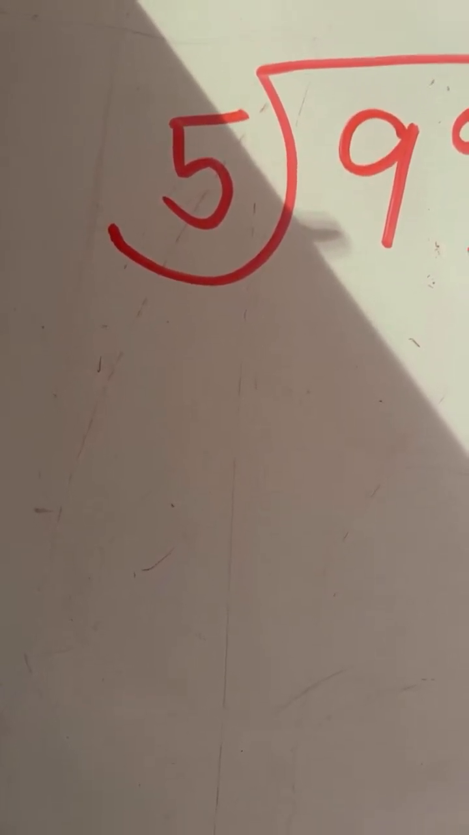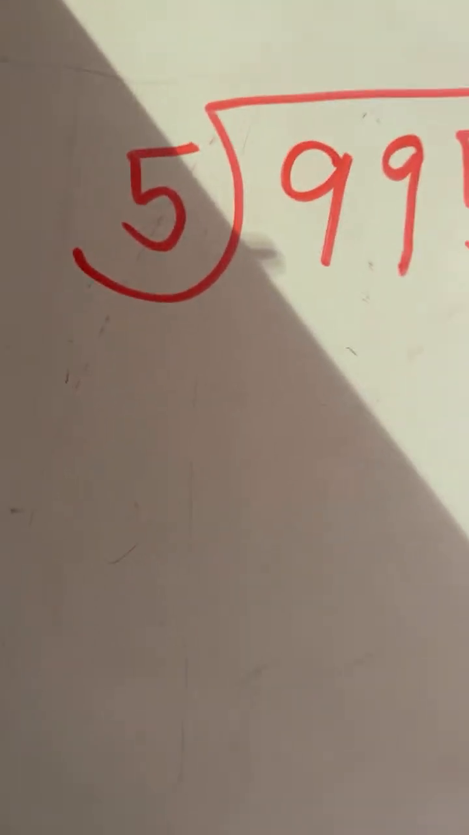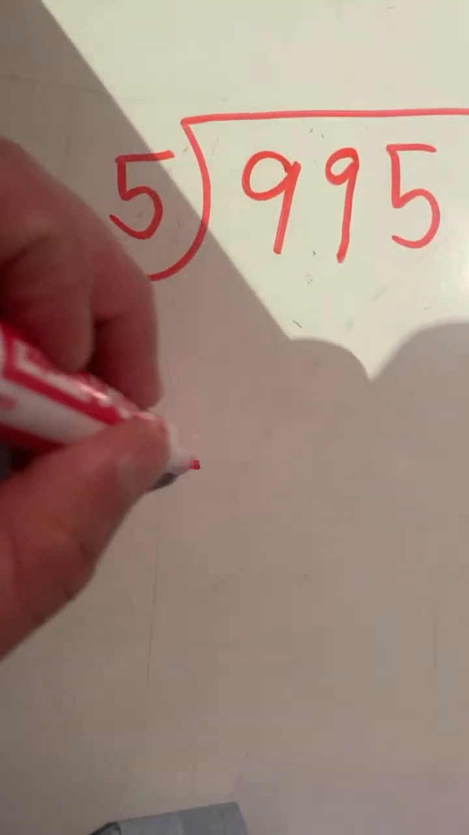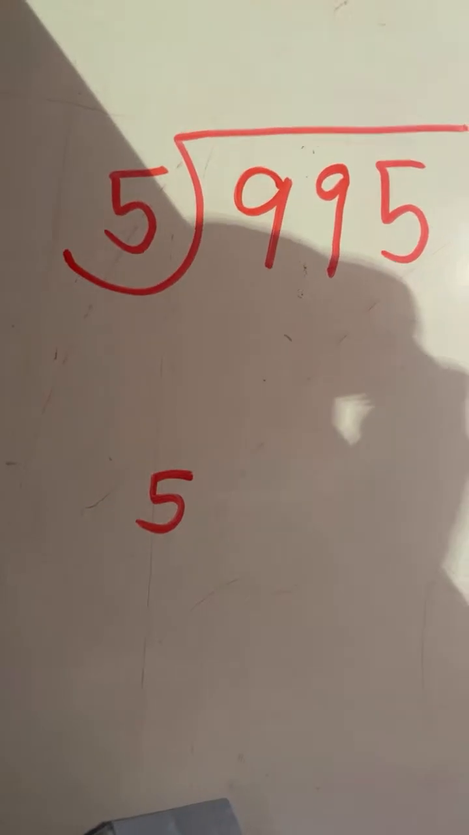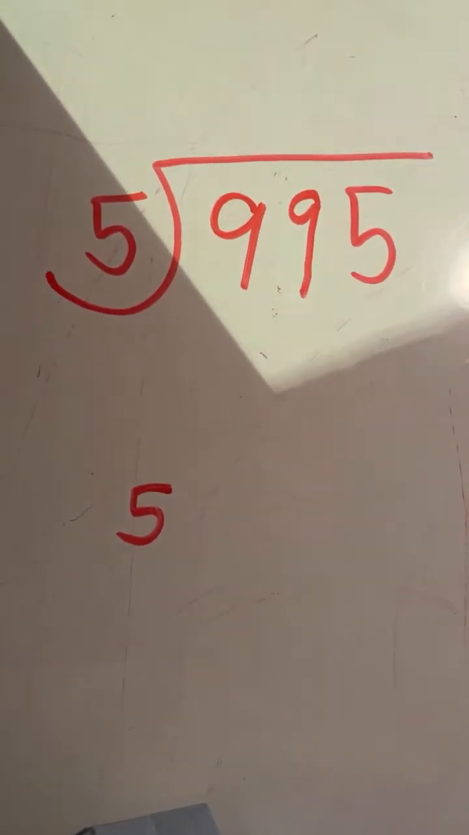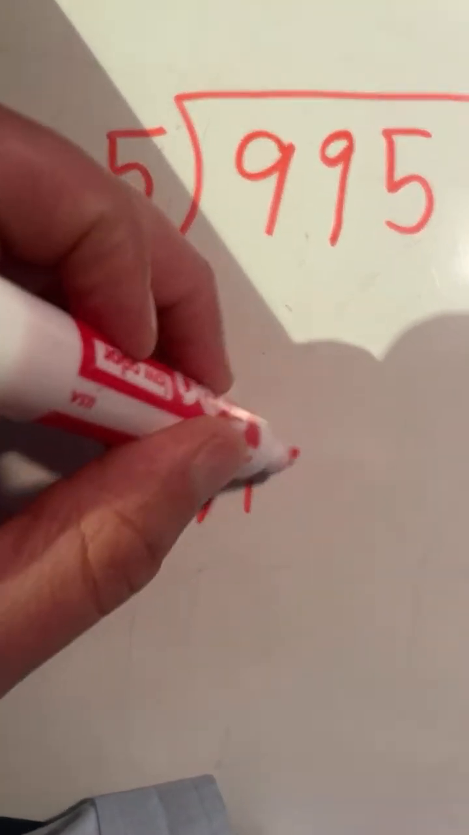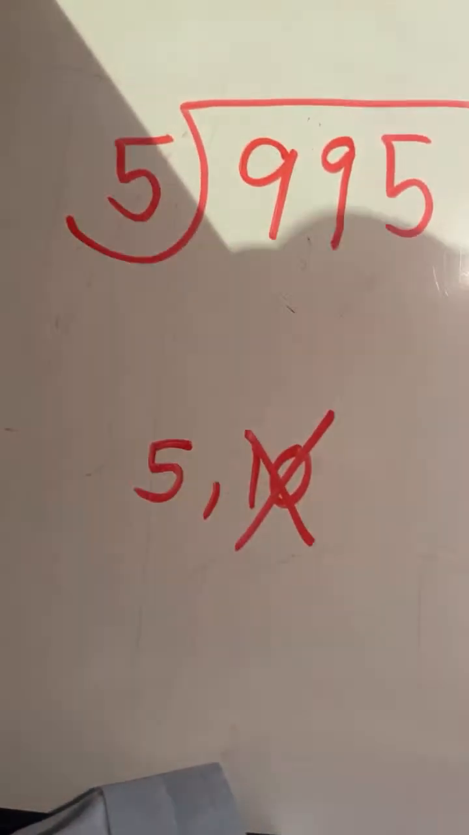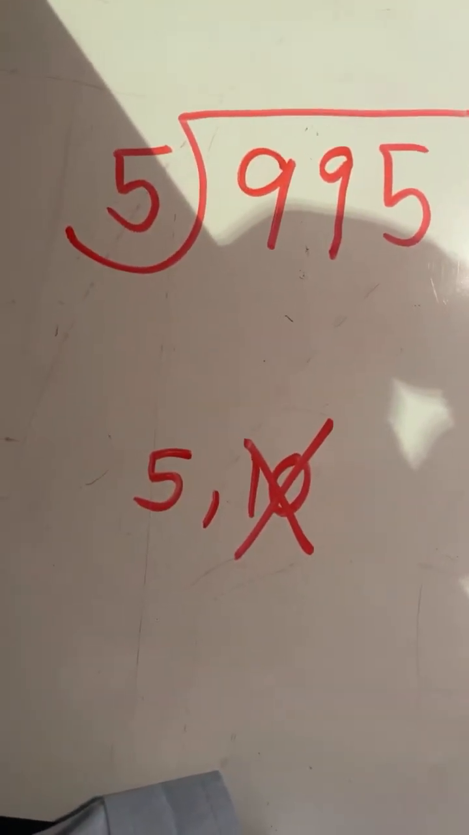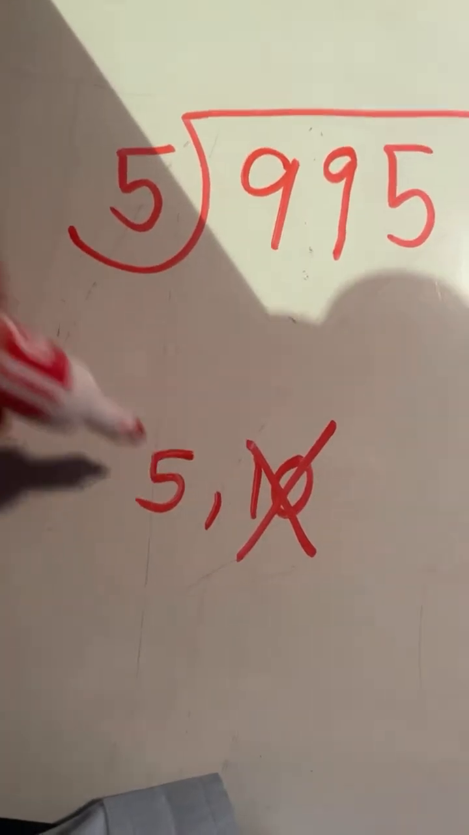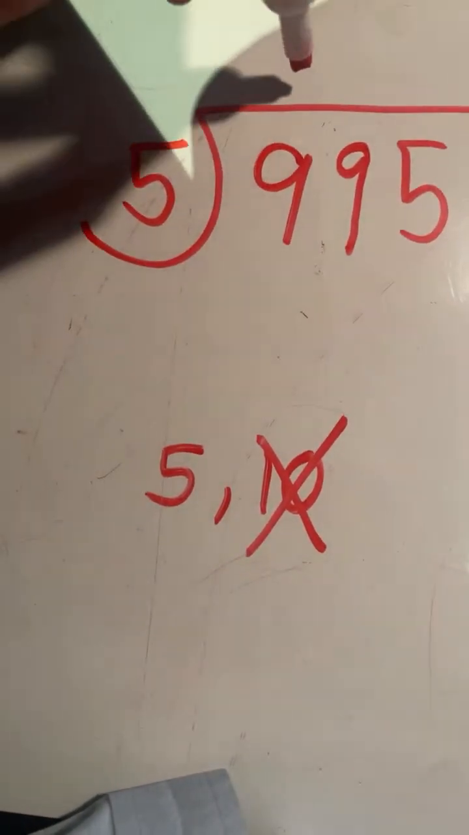We want to figure out how many groups of 5 go into 9. So if we count by 5s, 5, that's one group of 5. Now if I count by 5 again, I'll be at 10. That'll be two groups, but that will be too far. We're already past the number 9 there. So we were able to get one group of 5 within 9, and there is going to be a remainder there.